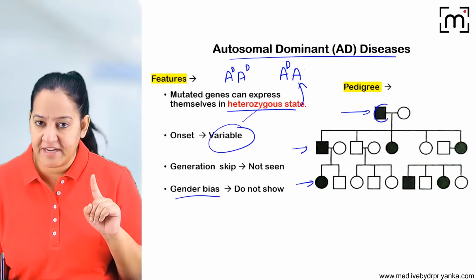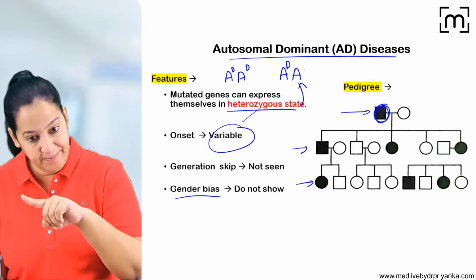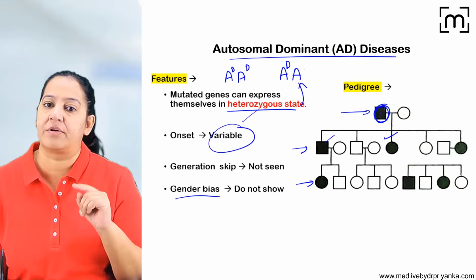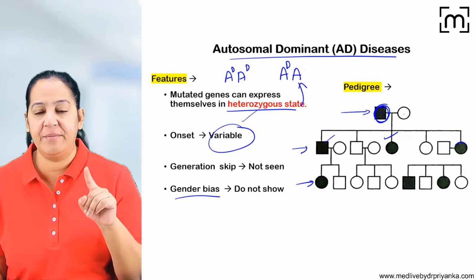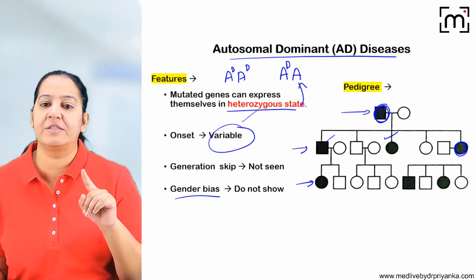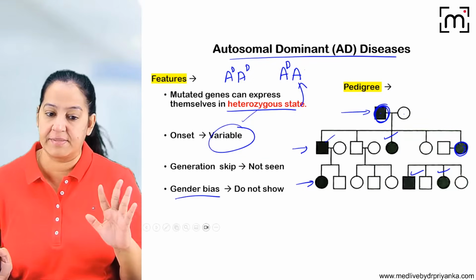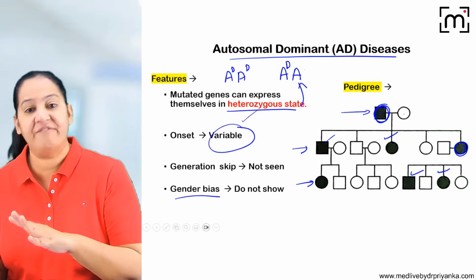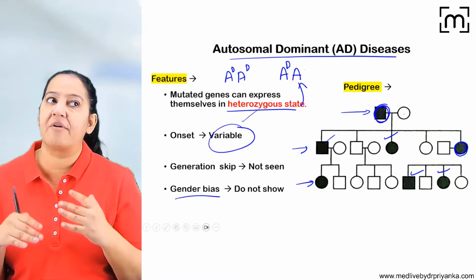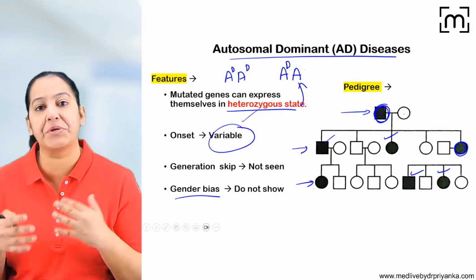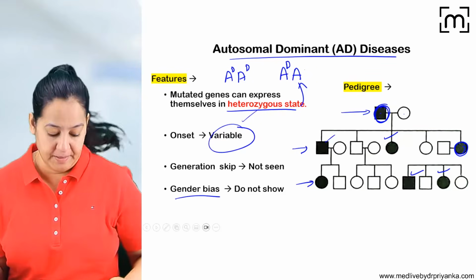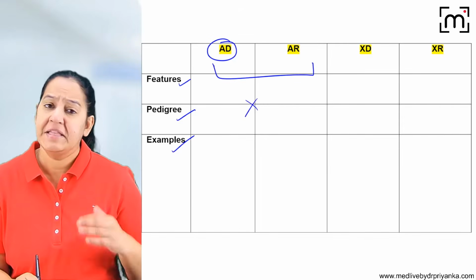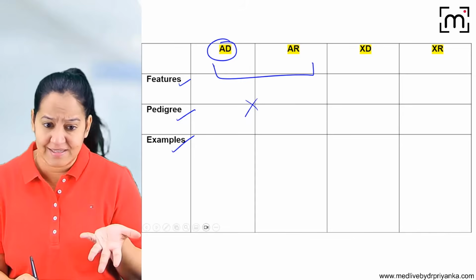You can see the affected male, when he marries a female, transmits the disease to the sons as well as daughters. And when the female is affected, she also transmits the disease to sons and daughters. So there is no gender bias. The affected male marrying a normal female, or an affected female marrying a normal male, both of them are transmitting the disease to their sons and daughters equally. By the way, in autosomal dominant and autosomal recessive, there is no gender bias. They will transmit the disease equally to sons and daughters.